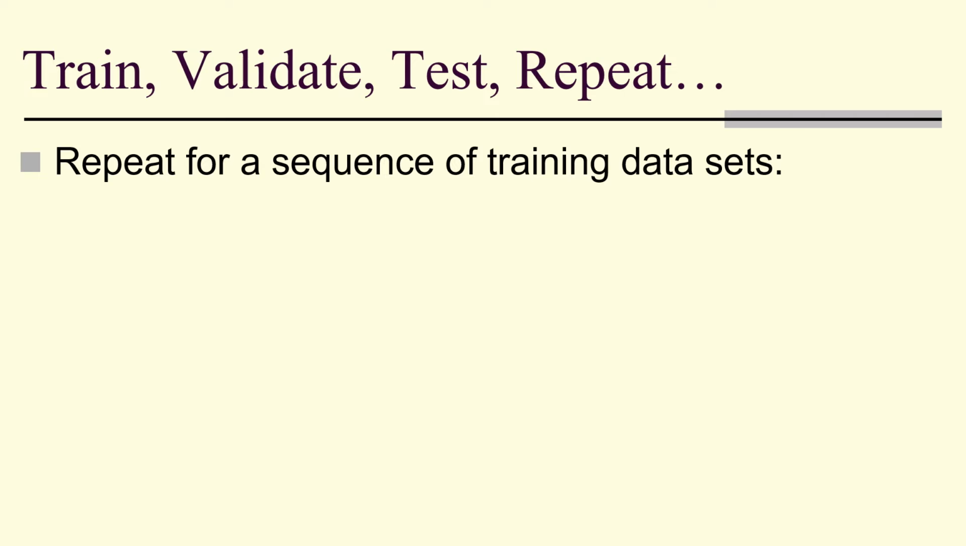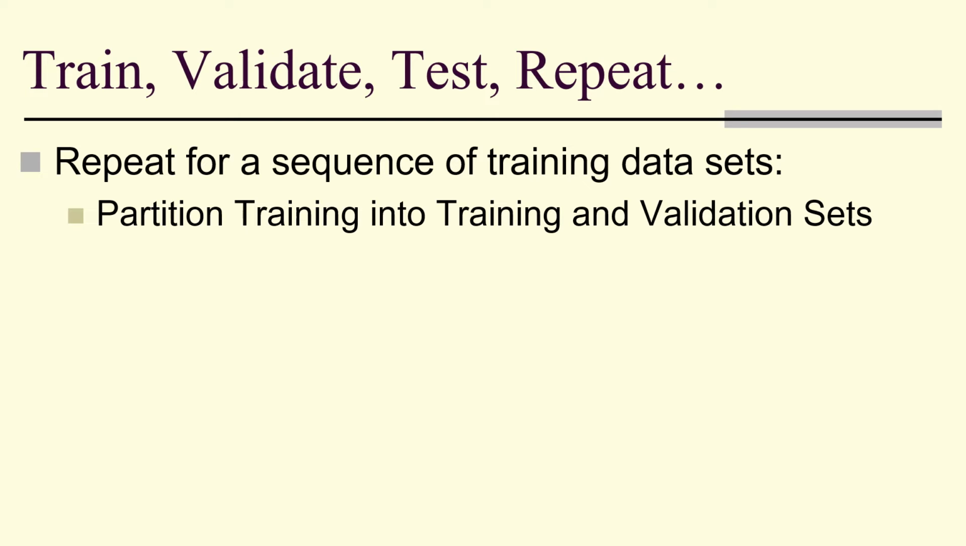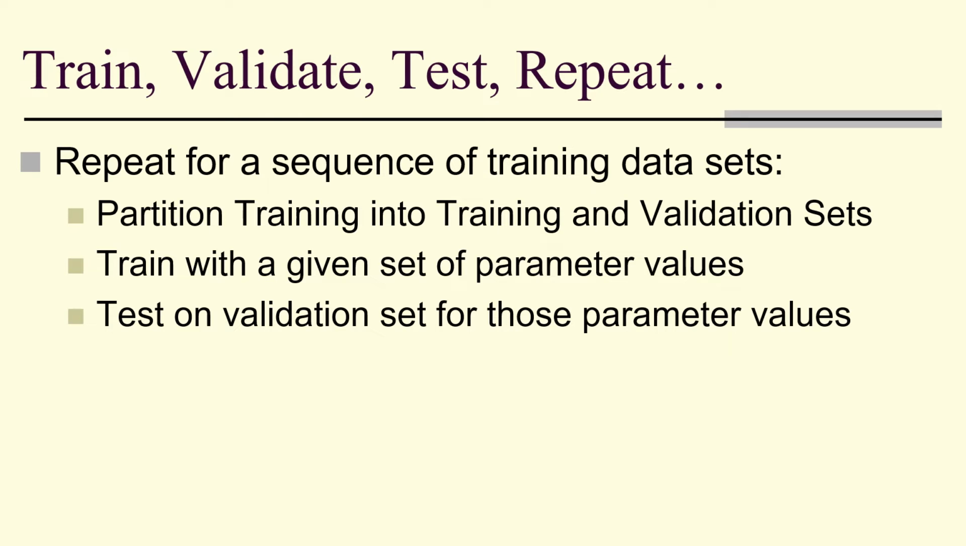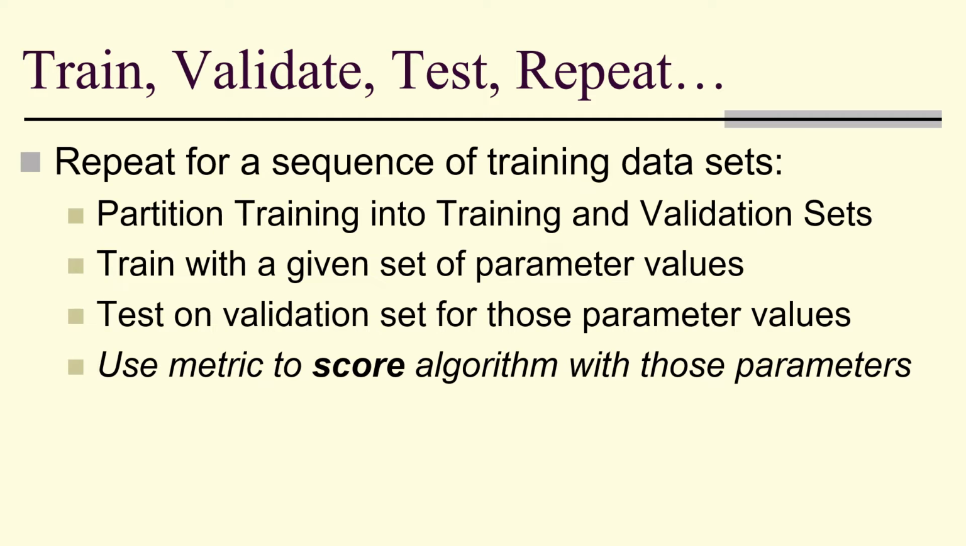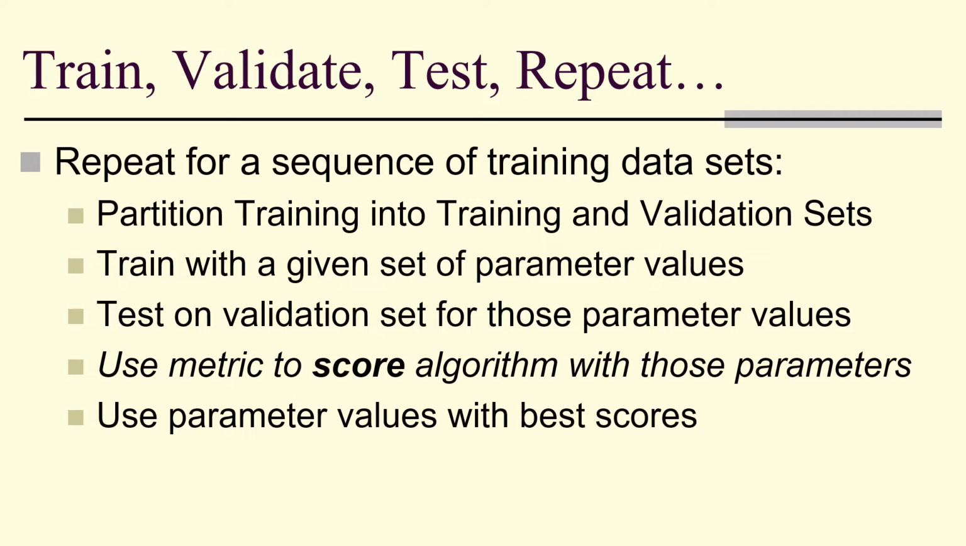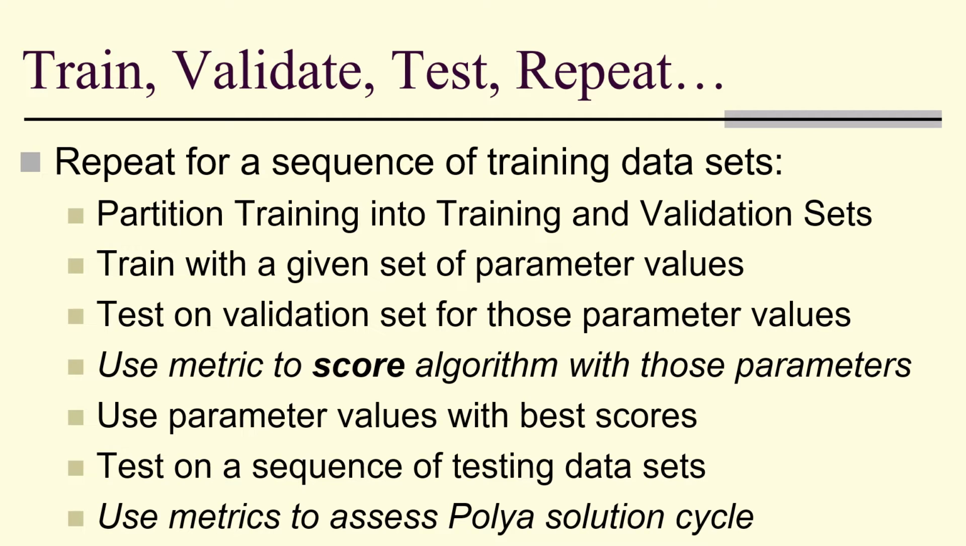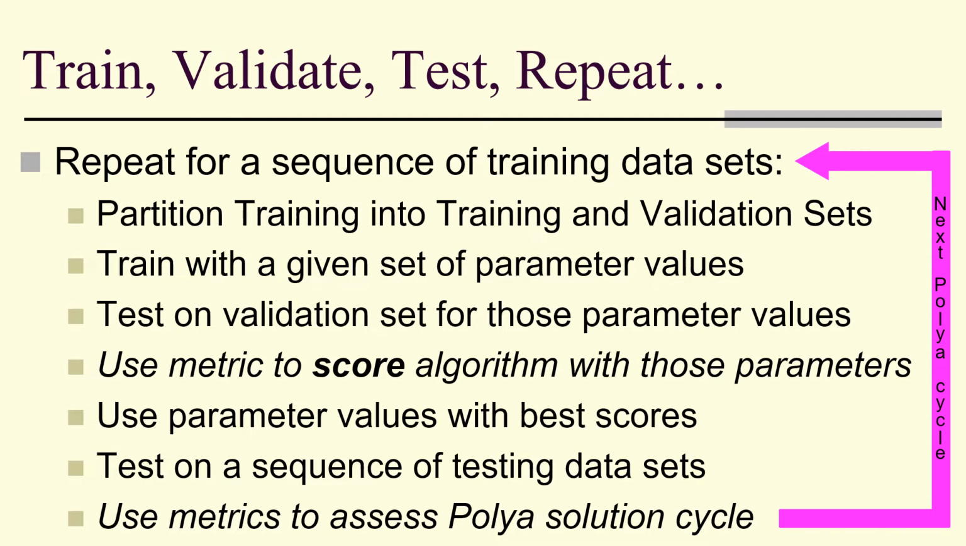So for a sequence of training sets, we partition into training and validation. We train with a given set of parameter values, test on a validation set for those parameter values, and then use a metric to score the algorithm with those parameters. And then we can find the parameters that give us the best scores with respect to those metrics. Then we'll test on a sequence of testing data sets and use the metrics to assess the overall solution itself. And then we repeat.